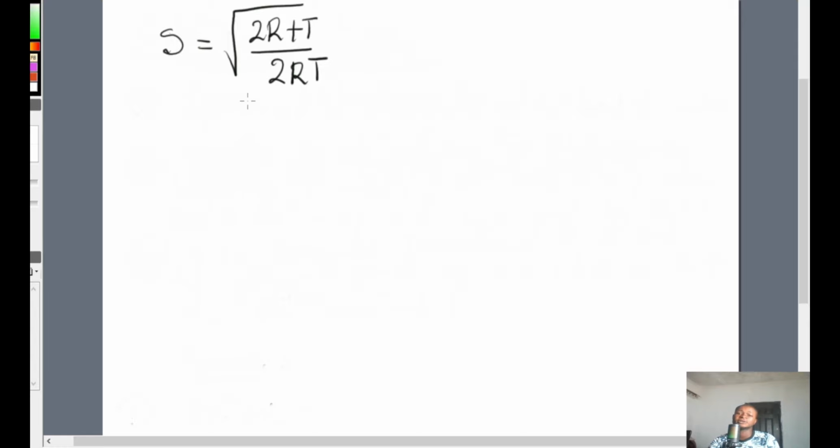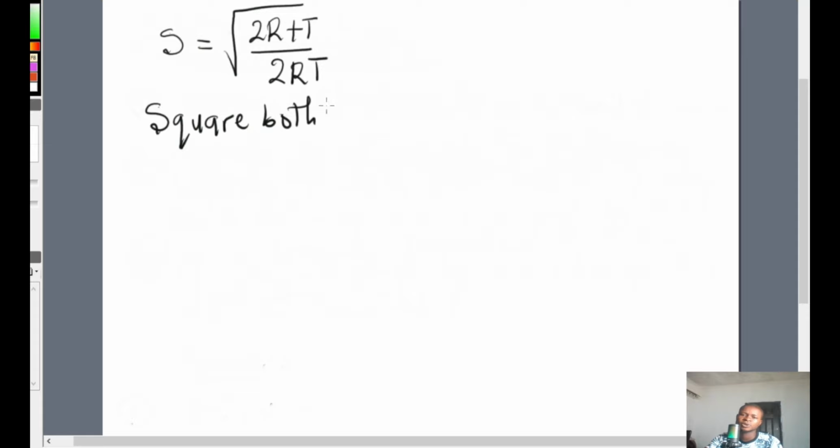So how do I make R the subject of the formula? You can see that the square root is covering the fraction inside. So the first thing is to find a way that this square root will leave there, because I'm here to make R the subject of the formula. So how do I do that? I will square both sides. If I'm having a square root, I will square both sides. But if I'm having a square, I'm going to square root both sides. But here I'm going to square both sides.